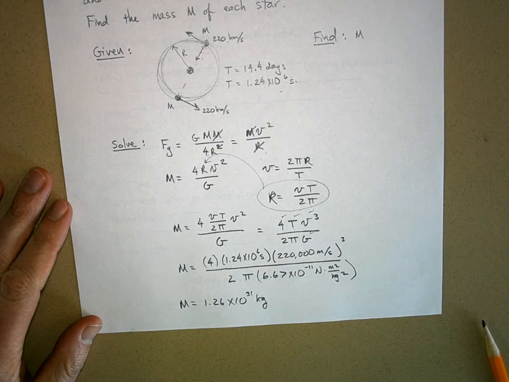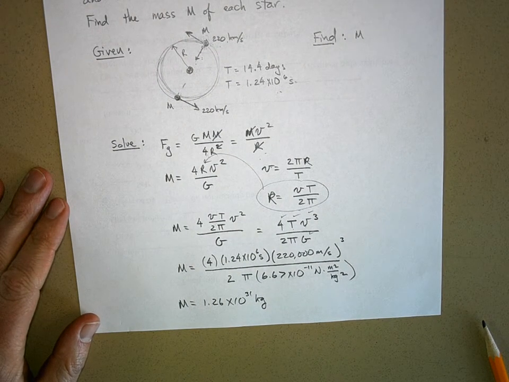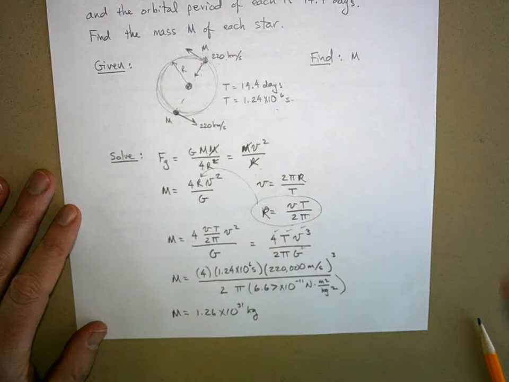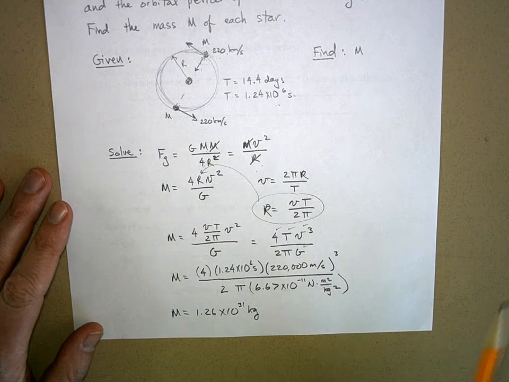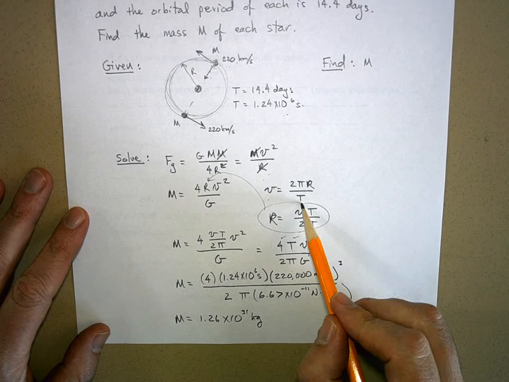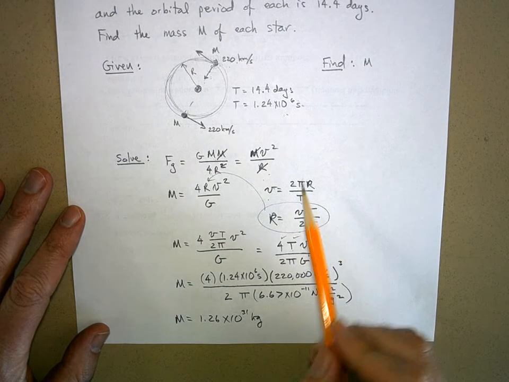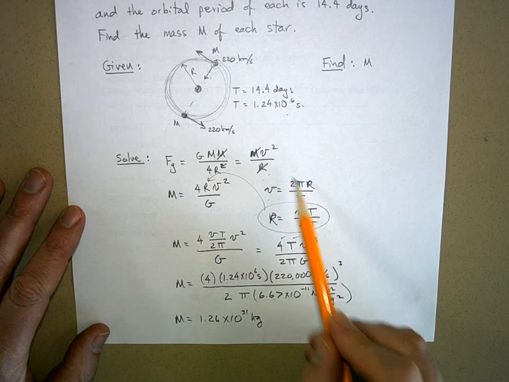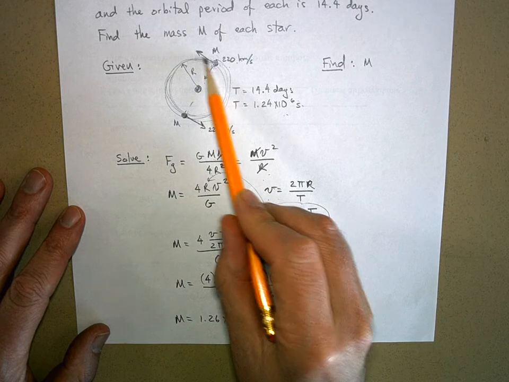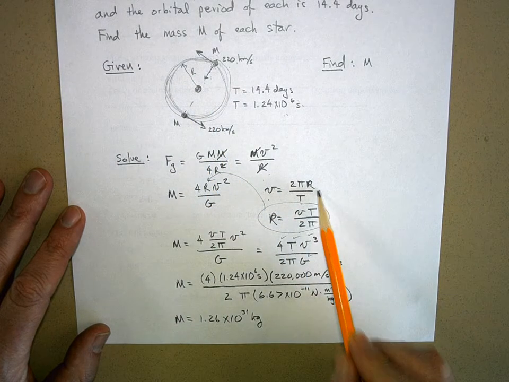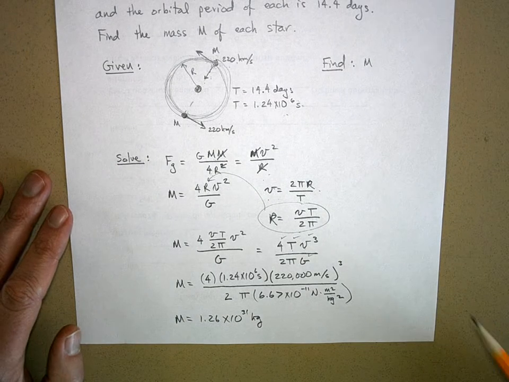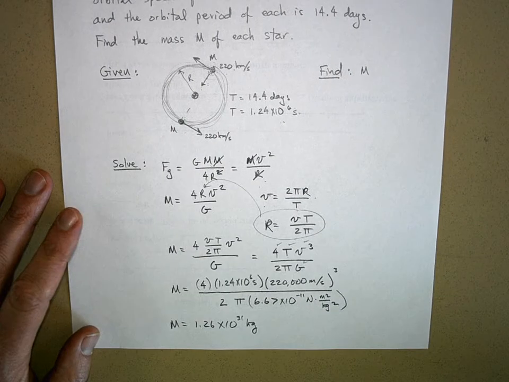Okay, so, yeah. Why does v equal 2 pi r over the period? Well, this is the speed, right? Speed is distance over time. The distance around a circle is 2 pi r. And the time it takes to go around once is called the period, which was known. All right, that's all.